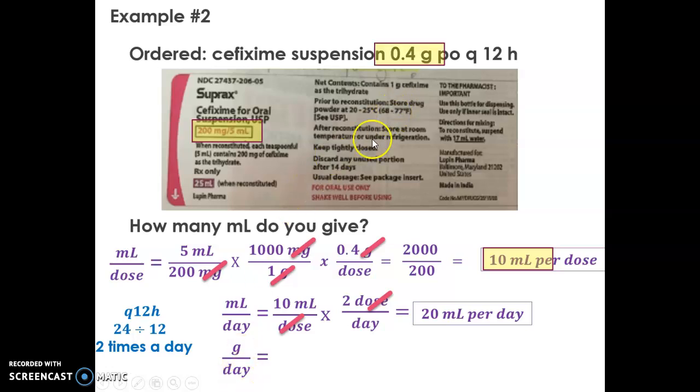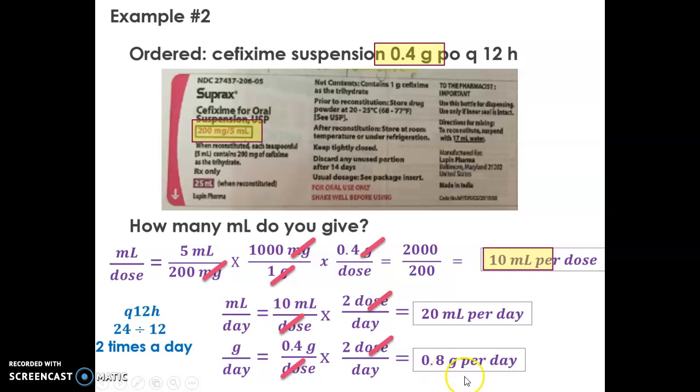Well, our order said 0.4 grams per dose, and over here in the blue, we were looking at the fact that we're giving 2 doses in a day, right? So, of course, your doses cancel, and you get gram per day, which is what we were looking for. So we do the math. 0.4 times 2 is 0.8. So we give 0.8 grams per day, but it's happening at 0.4 grams per dose.